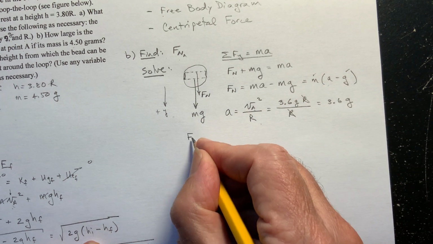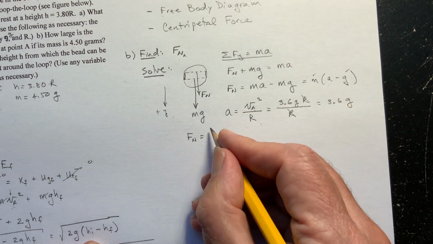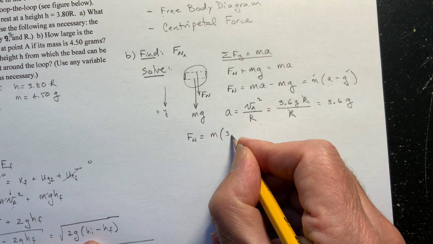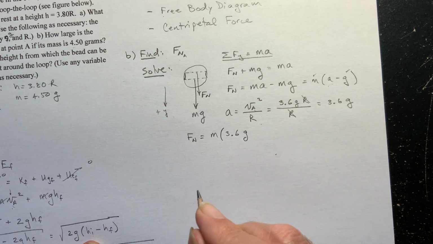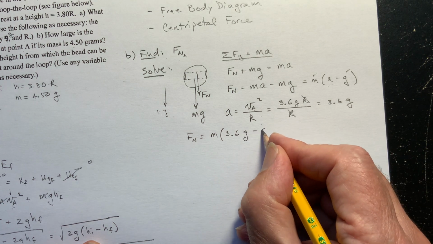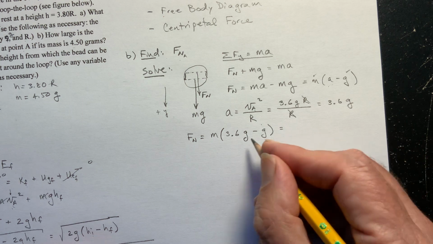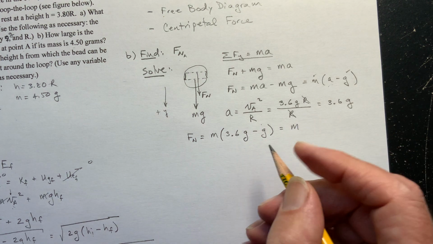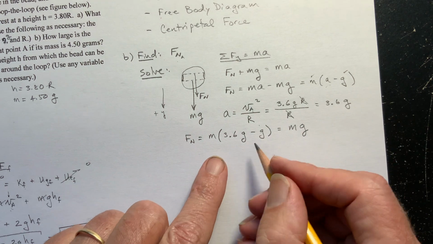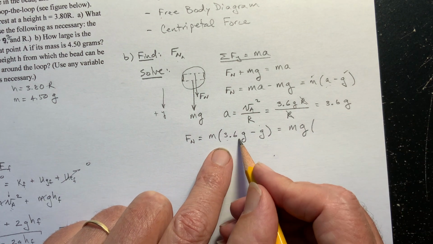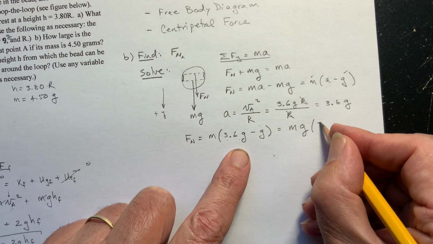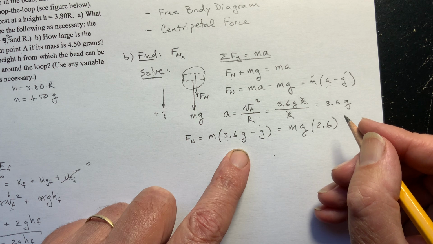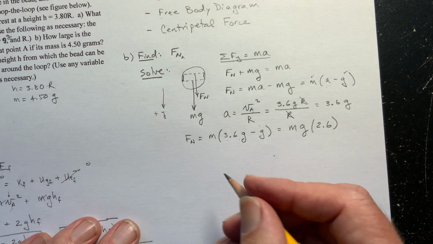So let's solve for that normal force. It's equal to M times A, which is 3.6 times G minus G. And so this is going to be the mass, and then we're going to pull out a G, and this is 3.6 minus 1, that's 2.6. All right. And now we can plug in values.